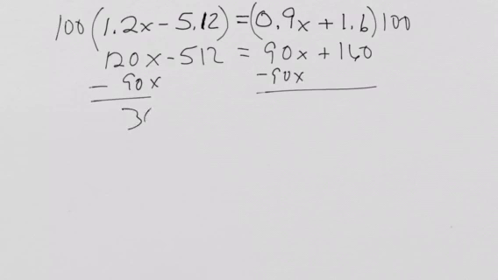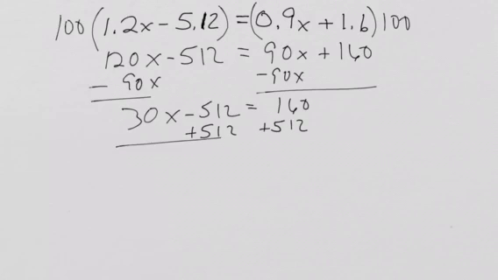and I'll get 30x minus 512 equals 160. So I'll add 512 to both sides. And this is where it gets a little bit complicated. I get 30x equals 672. So I divide by 30.